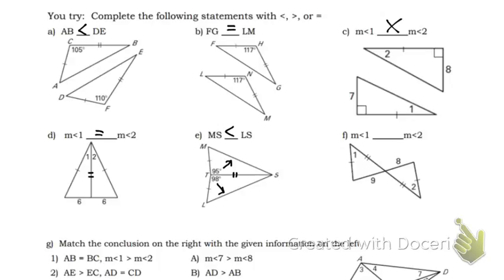Finally, we do again have 2 triangles. We have 2 sides that are congruent, one with 1 tick mark, one with 2 tick marks. We look at this 8. It is across from this 2, and this 9 is across from 1. 9 is bigger than 8, so angle 1 must be bigger than angle 2.